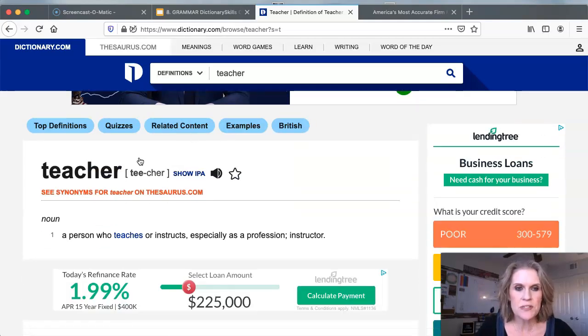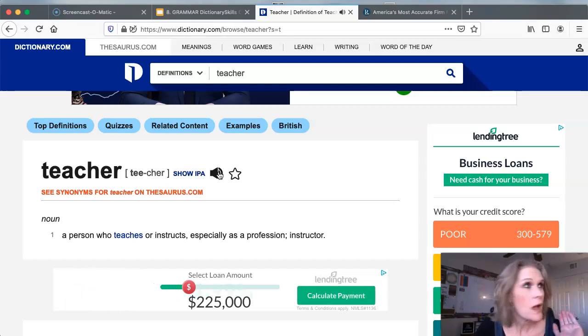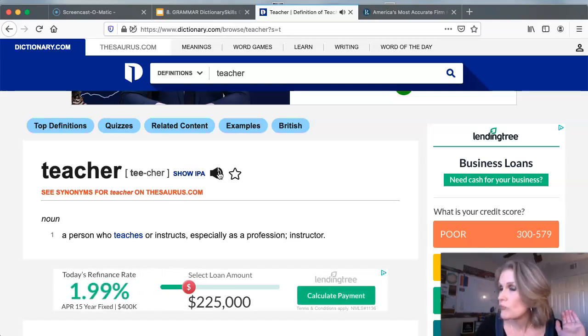And this tells you, of course, the pronunciation, teacher. And if that doesn't help, you can click on the speaker and listen. Teacher, teacher. There you go. Helps you learn how to say it correctly. And this tells you the part of speech. It's a noun. You know that nouns are person, place, or thing. And here's your definition. A person who teaches or instructs, especially as a profession, instructor.